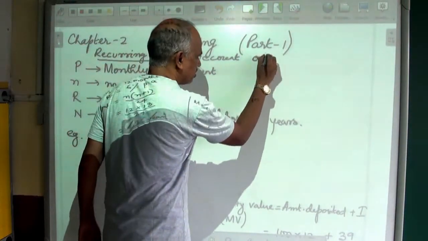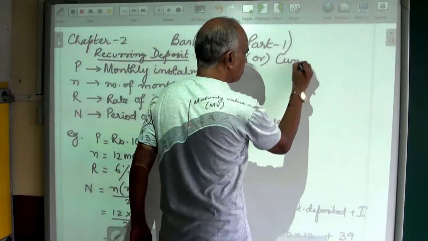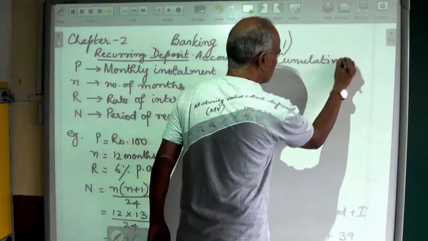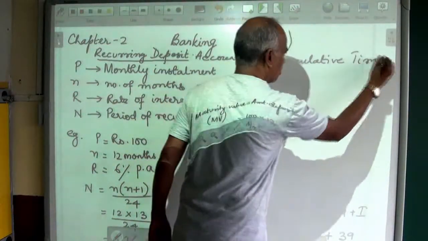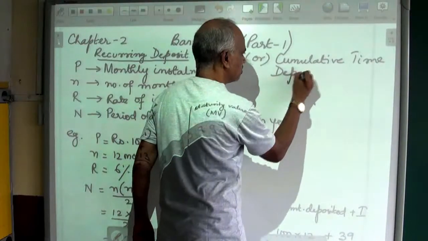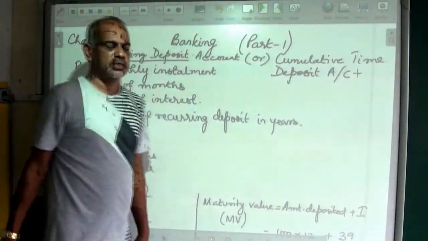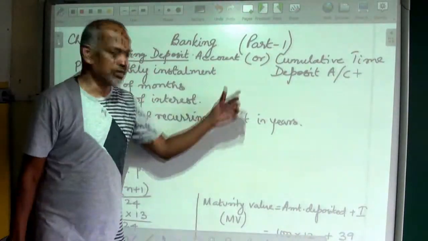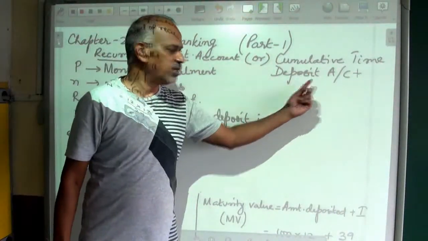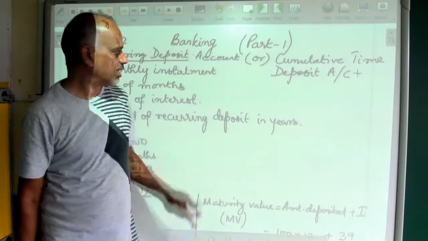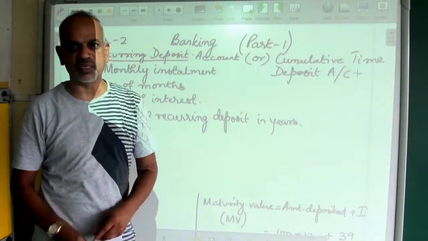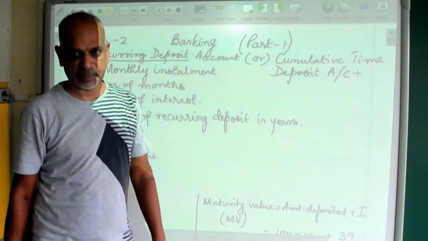It's called recurring deposit account, otherwise called cumulative time deposit account. So this is the only account that you're going to see in this chapter on banking.